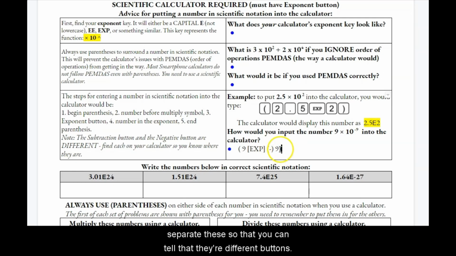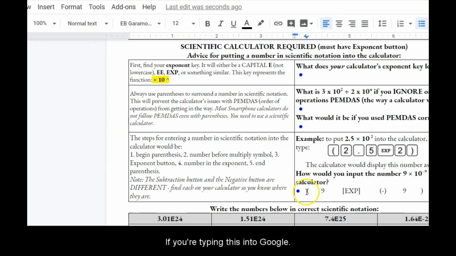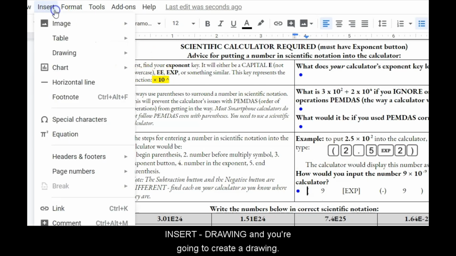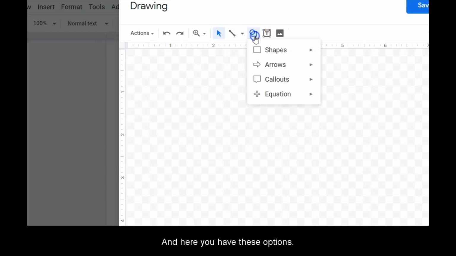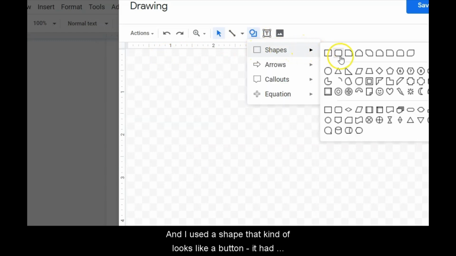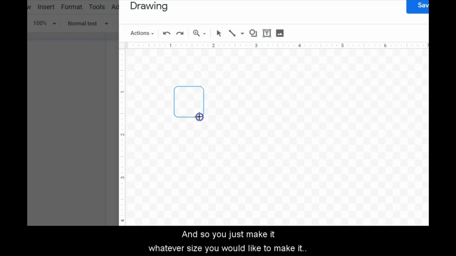If you want to separate these so that you can tell that they're different buttons, or if you want to do something fancy like I did up here, I can show you what that looks like and how to do that. If you're typing this into Google Docs, the way to turn this into this is you're going to go to Insert, Drawing, and create a drawing. Here you have these options, and I used a shape that kind of looked like a button. It had rounded rectangle corners. And you just make it whatever size.